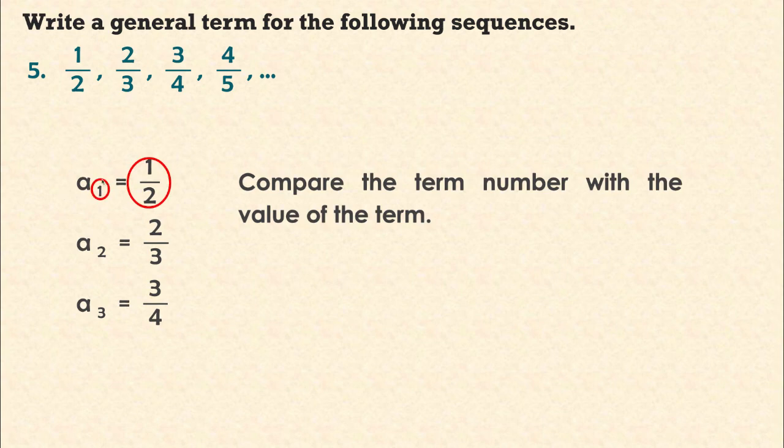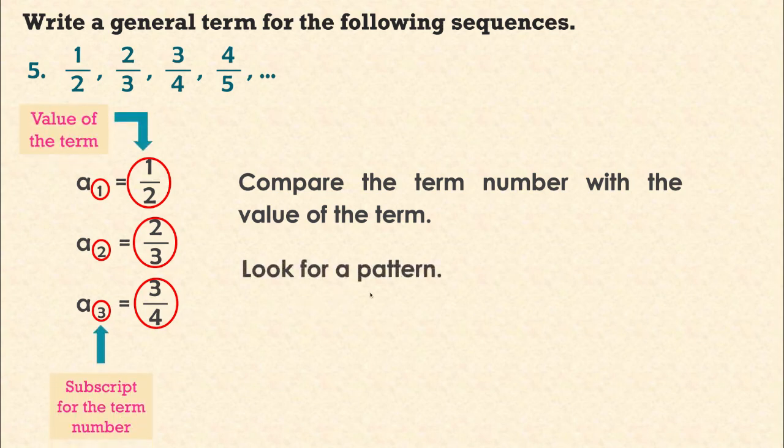So notice that the term number is the same as the numerator here. Okay, and then the denominator, what happened? You add 1 to the numerator, you get the denominator. Now let's check this second one. The term number is 2, look. The numerator is also 2. Then you add 1 to 2, you get 3. Next, term number is 3, numerator is 3. To get the denominator, add 1 to 3.